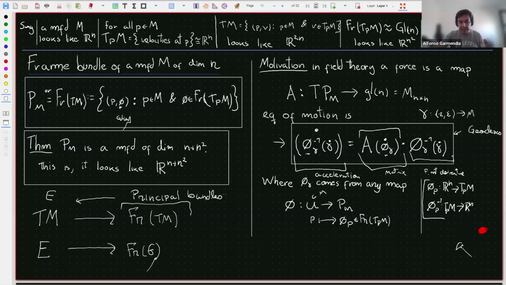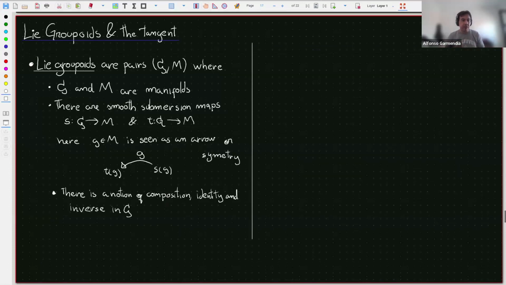And the generalization that I want to do is to exchange a manifold for a groupoid. And now I'm going to say what a groupoid is. A Lie groupoid. So what I want to do is to exchange M from being M to something that is a groupoid. And I am going to motivate a little bit why. So a groupoid is a pair of two manifolds, G and M, where there is a smooth submersion map from G to M, the source and the target.